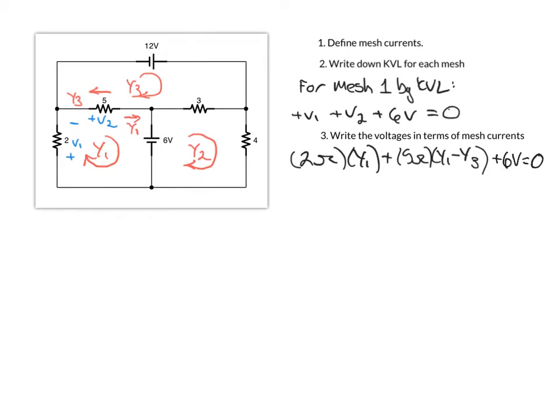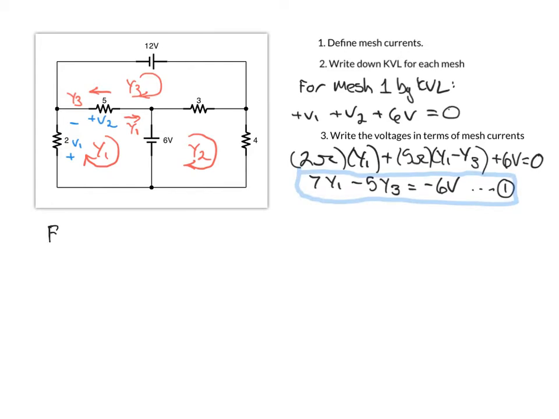If we gather like terms and put the known quantities on the right-hand side of the equation, we get 7Y1 minus 5Y3 equals minus 6 volts. And this is the first equation that we need to solve for all the mesh currents.